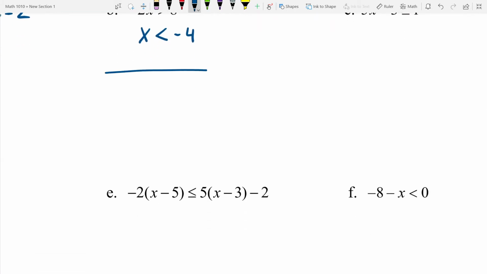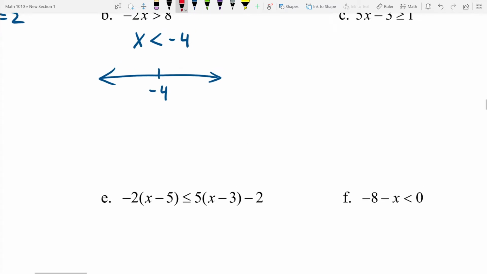Okay, draw your number line. Put a negative 4 in the center. You tell me, open or closed circle?